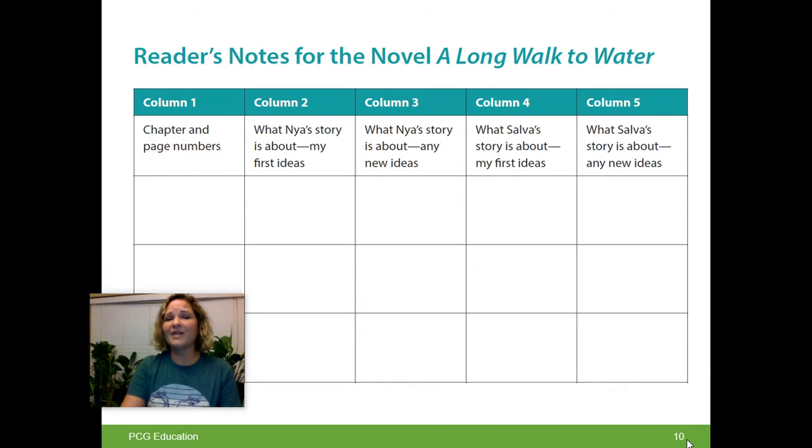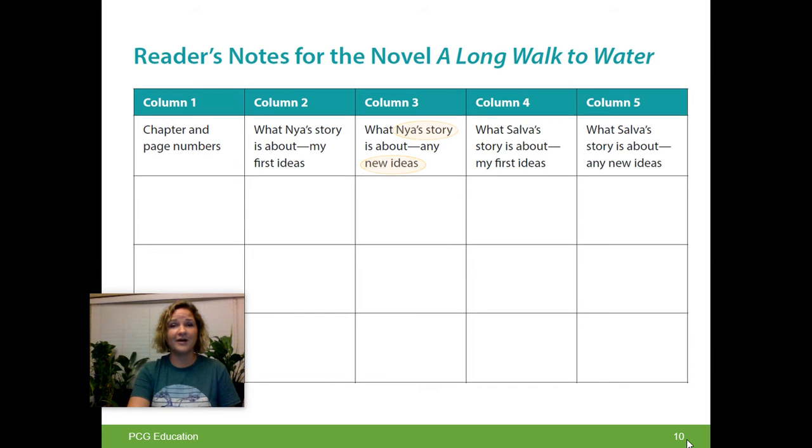Column 2 and 3 are all about Naya's story. So every time we come across a piece of evidence that we would like to add about Naya, we're going to add it in either column 2 or column 3. The difference between 2 and 3 is column 2 is all about our first impression, our first thoughts, our first things that we find out about Naya. Now, you can't have more than one first. So once we have one thing in this column, we're going to move everything to the next column if we find out new information. So as we continue to find stuff about Naya's story, any new ideas or new things that we learn about her, we're going to place it in this column, column 3.